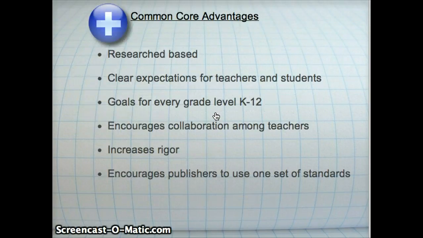This next slide shows the advantages of the Common Core standards. The first one says research-based. We've elaborated how the National Governors Association and the Council of Chief State School Officers has done extensive research, not only in this country but worldwide, to come up with these Common Core standards. Another advantage is that they have clear expectations for teachers and the students. And they have goals for every grade level, K through 12. It also encourages collaboration among teachers, increases the rigor, and encourages publishers to use one set of standards for their textbooks.